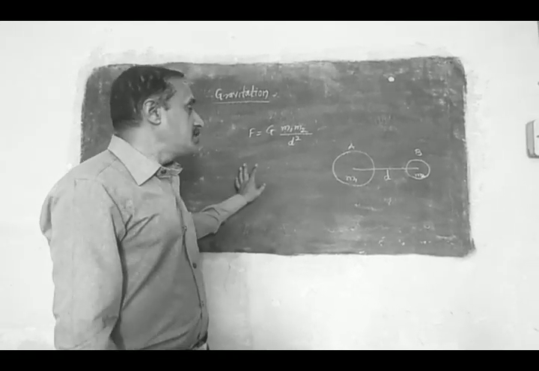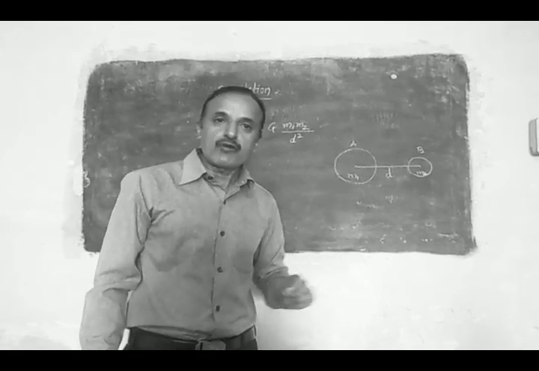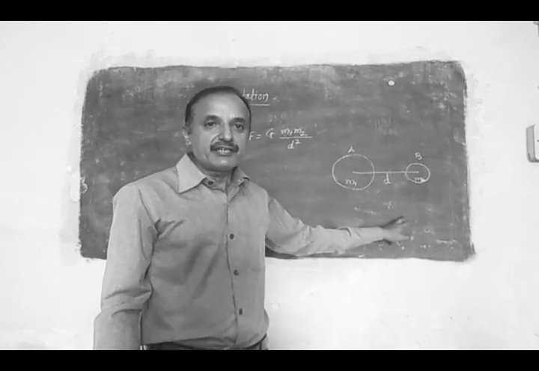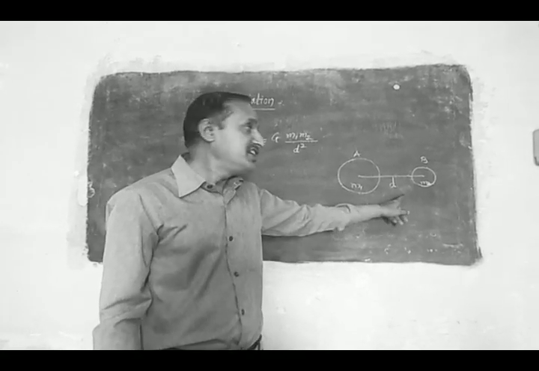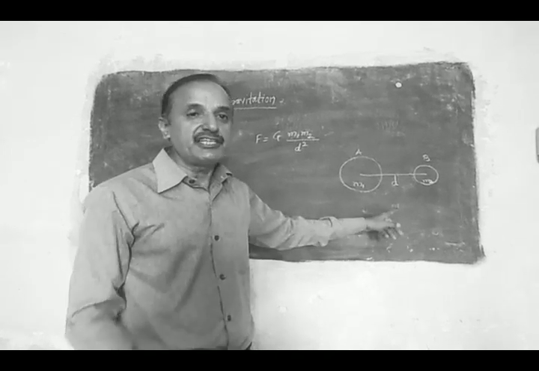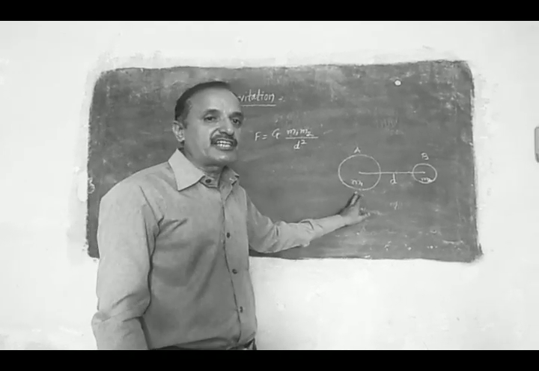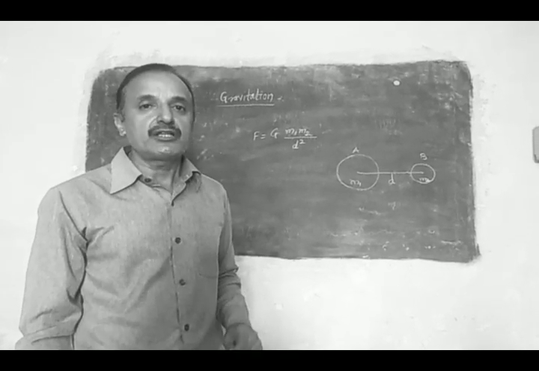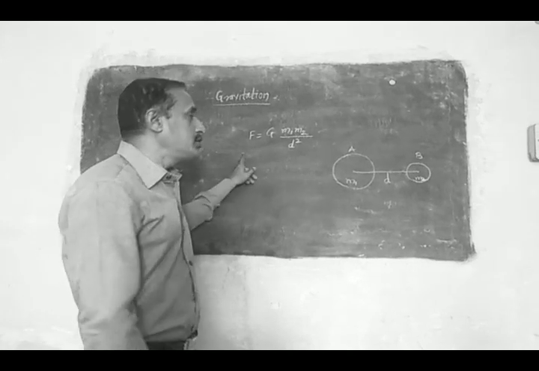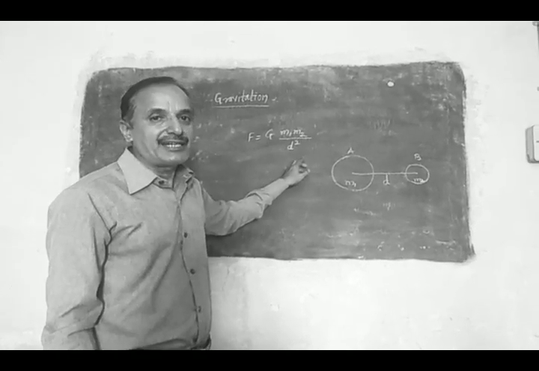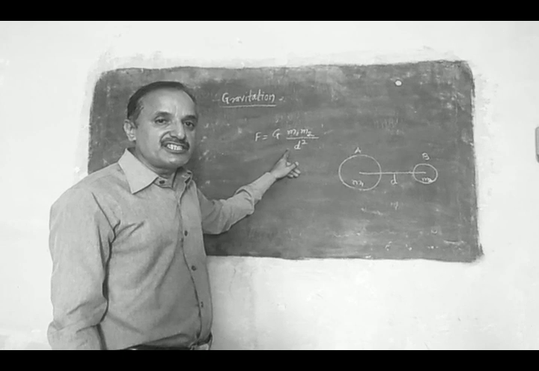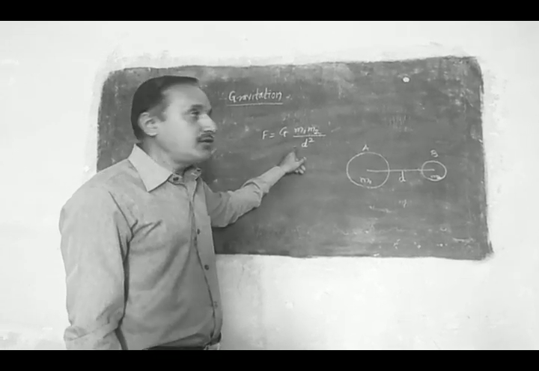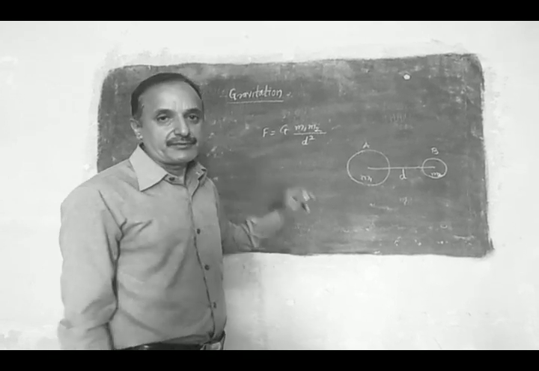So we have seen Newton's universal law of gravitation. There are two objects, A and B, separated by distance d. I have purposely taken d here, and their masses are m1 and m2 respectively. According to Newton's universal law of gravitation, F equals G m1 m2 upon d square, where capital G is called the universal gravitational constant. Now let us find the value of G.